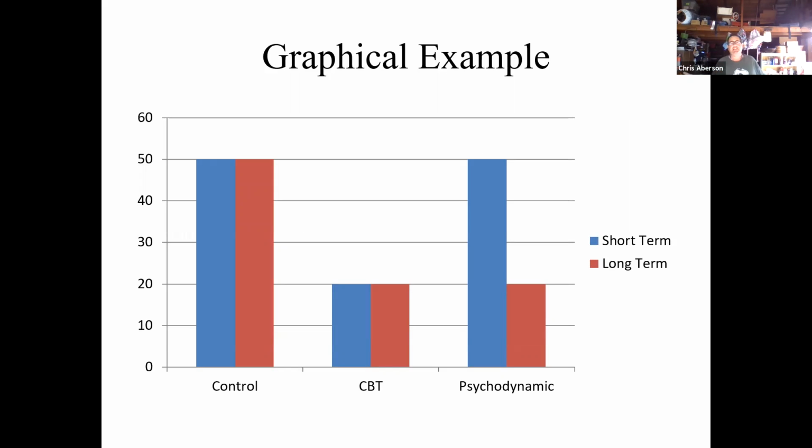As a graphical example, we might get something that looks like this. The control group, people are at 50, whether they measure them 3 weeks later or 10 weeks later. Cognitive behavioral therapy, at 3 weeks, they got down to 20, and then they stayed. And for the 10-week group, they also got down to 20.